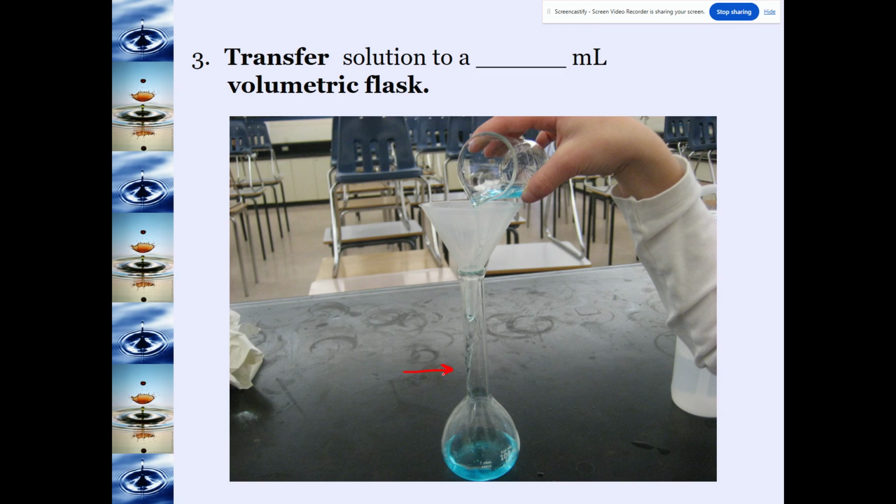This is the volumetric flask. It has a bulb on the bottom and a very narrow neck.